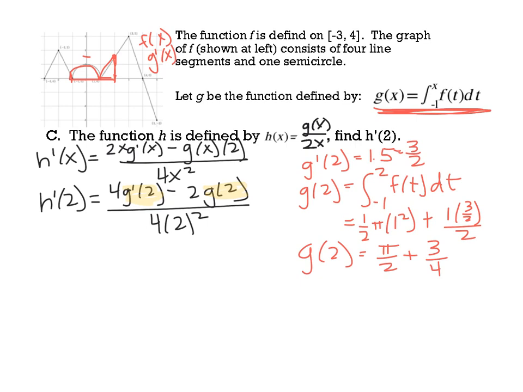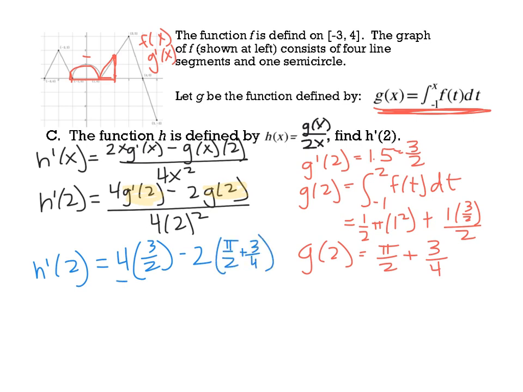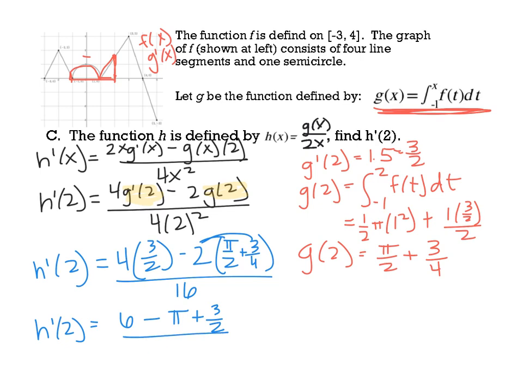All right, from there, let's sub those in. So h prime of 2 is 4 times g prime of 2, which is 3/2, minus 2 times g of 2, which is pi over 2 plus 3/4, all over 4 times 2 squared, which is 16. Then basically our task here is to simplify. So 6 minus, if we distribute the 2, we would get pi plus 3/2, all over 16.